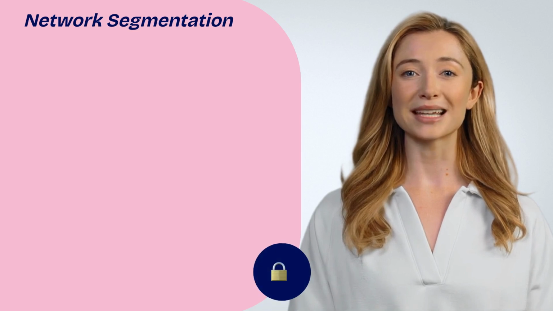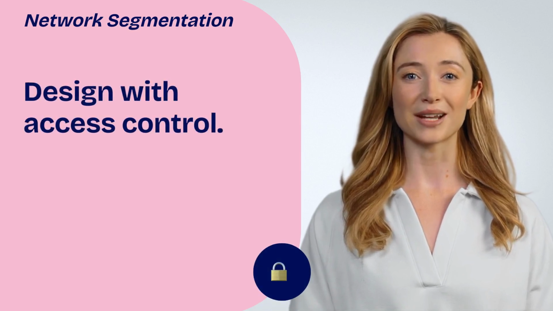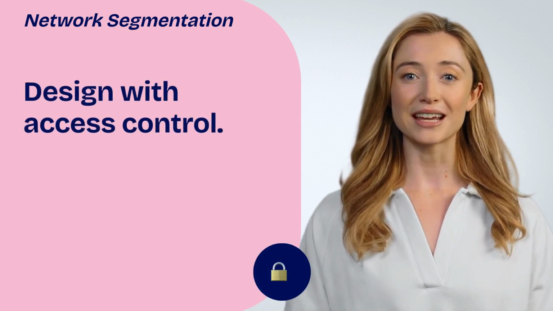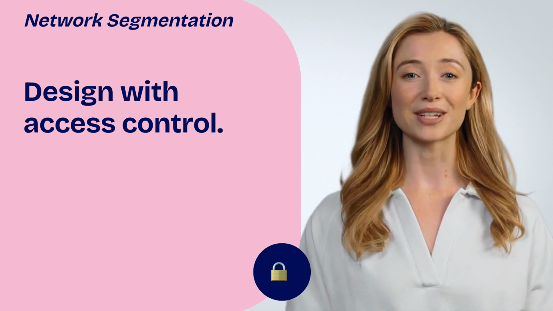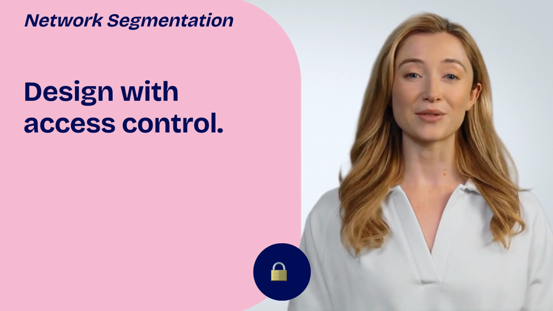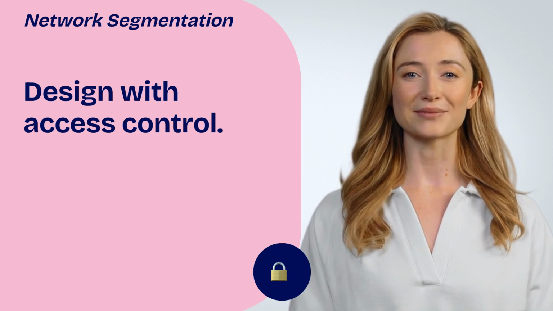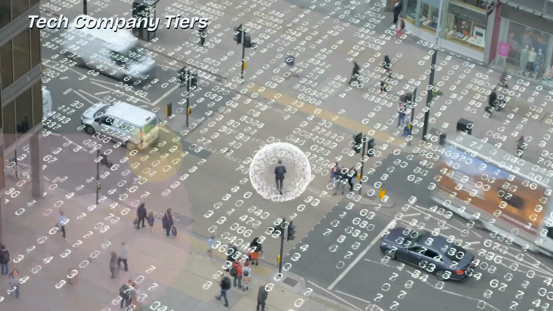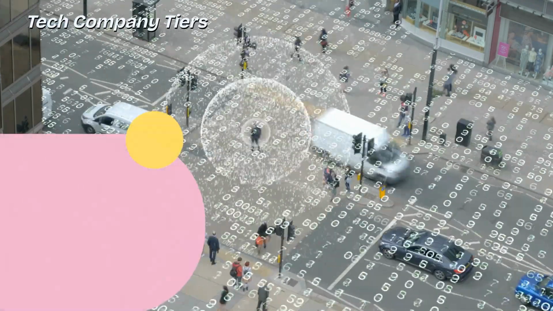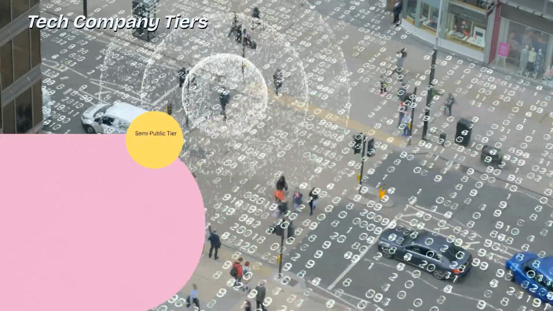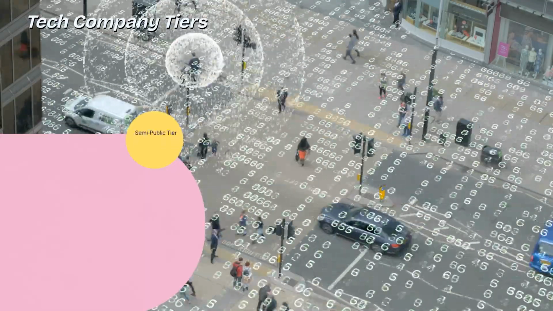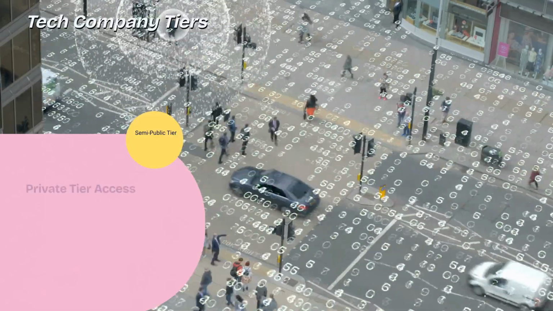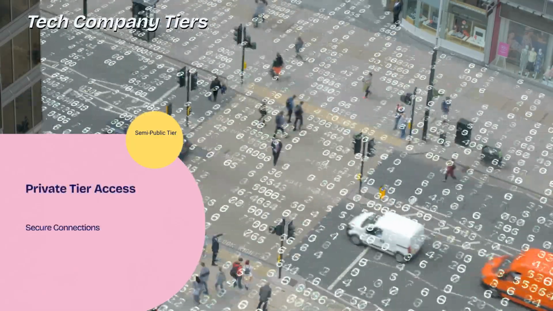In a school, you might segment the network so students can only access educational resources, teachers have access to grading systems, and administration can manage student records, all on different tiers. For a tech company, you might have developers work on apps in a semi-public tier, but the actual code repository or customer data would be on a private tier, only accessible through secure connections.